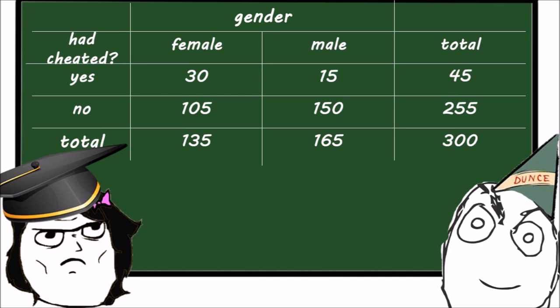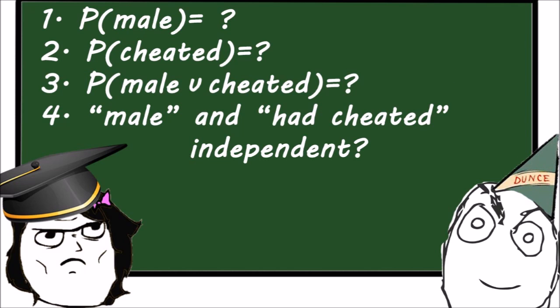Well, this kind of exercise will likely give you a table to calculate the probability. Like this table, which I snatched from the teacher's desk, displays data on 300 students' gender and whether they have cheated on a test. 4 small questions incoming. Okay, so first of all, what's the probability of that student being a male? What's the probability of that student has cheated? What's the probability of that student being a male or a cheater? And are the events male and had cheated independent?